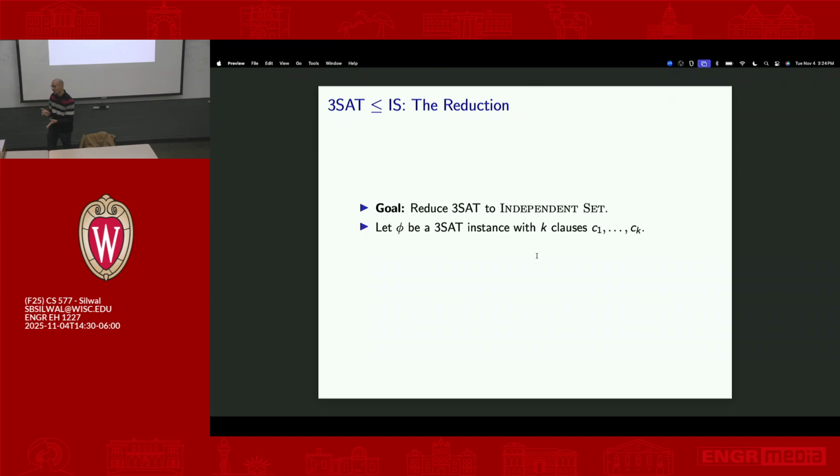The word reduce means I'll give you an input to 3-SAT, and I can work with the hypothetical algorithm that solves independent SAT. That is something I pretend I have. But then I want to convert it to another algorithm that solves 3-SAT. So what that means is, take an input to the 3-SAT problem.